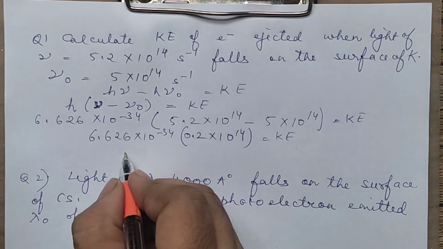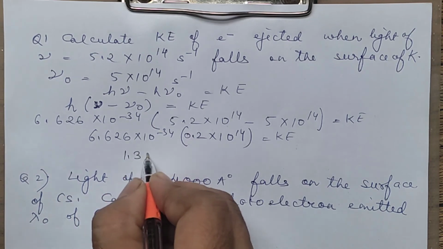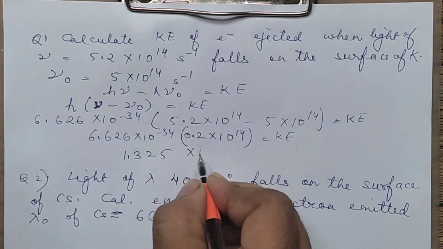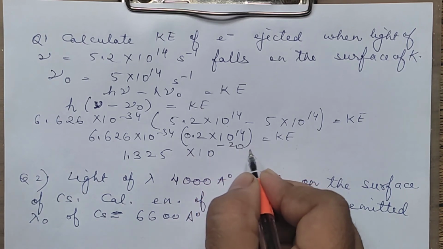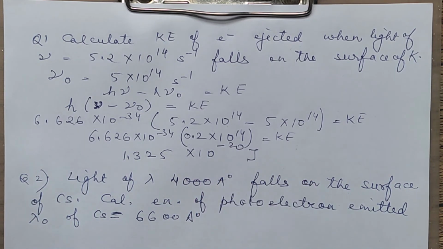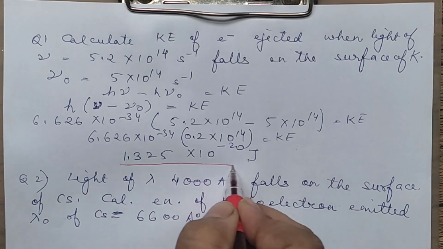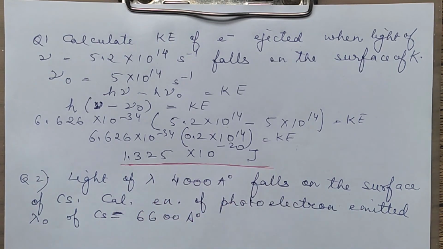So we can substitute the h value, 6.626 into 10 to the power minus 34 joule second. Nu is 5.2 into 10 to the power 14 minus 5 into 10 to the power 14. Taking 10 to the power 14 common, the difference is 0.2. So 0.2 into 10 to the power 14, and you multiply this with 6.626 to get the kinetic energy. When you solve it, it comes out to be 1.325 into 10 to the power minus 20 joules. Got it? So this will be your answer for the kinetic energy.